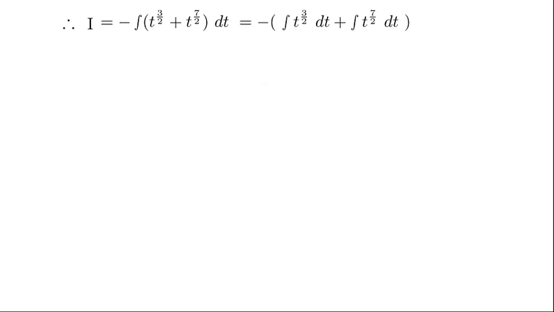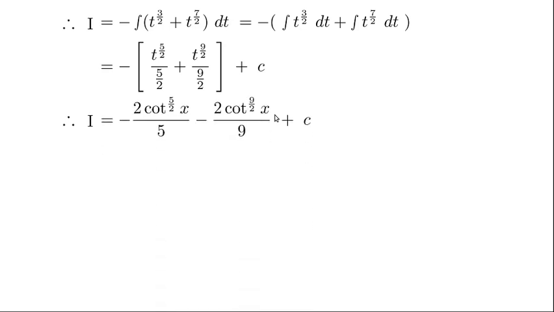Now take separate integrations. It becomes integration of t raised to 3 by 2 dt plus integration of t raised to 7 by 2 dt inside the bracket. Now the integration of t raised to 3 by 2 is t raised to 5 by 2 upon 5 by 2. And the integration of t raised to 7 by 2 is t raised to 9 by 2 upon 9 by 2. That is x raised to n plus 1 upon n plus 1. So we take the reciprocals of the denominator and also substitute the value of t there, and the minus sign is also taken inside the bracket. It becomes minus 2 cot raised to 5 by 2 x upon 5 minus 2 cot raised to 9 by 2 x upon 9 plus c.